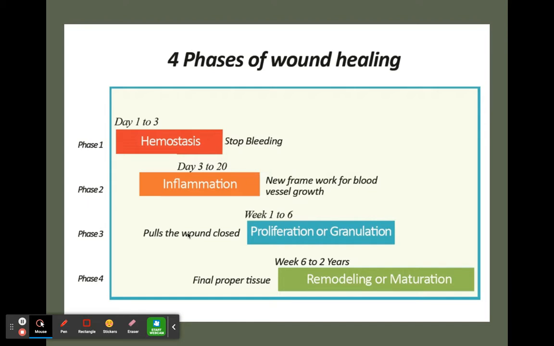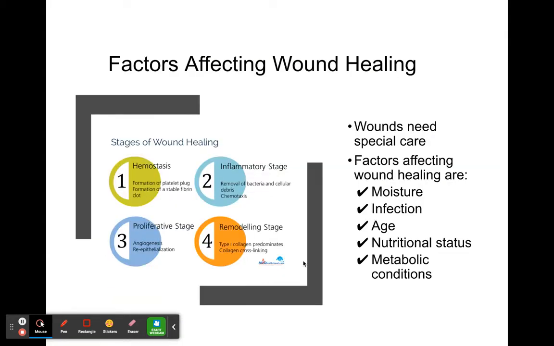Phase three, where the wound is closed and new skin forms over it, happens between week 1 to 6. And the last part, called remodeling or maturation, where your skin tries to return back to normal, can take up to 6 weeks to 2 years. So it depends on a lot of factors, like your age and demographic.